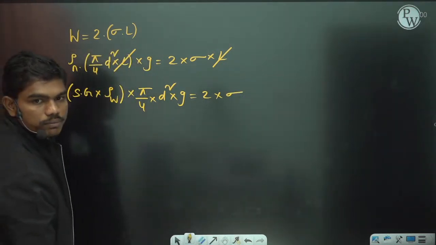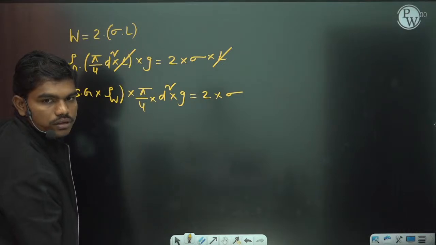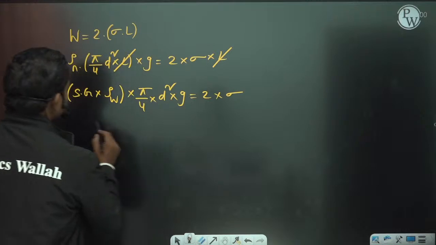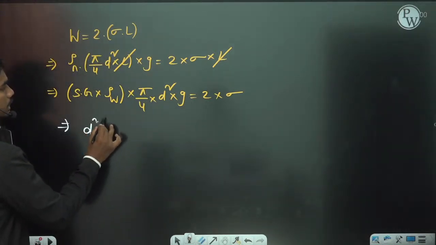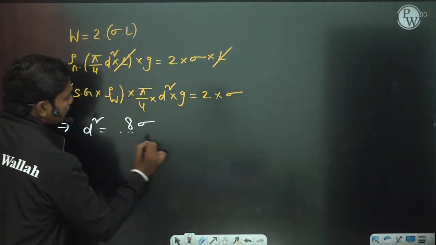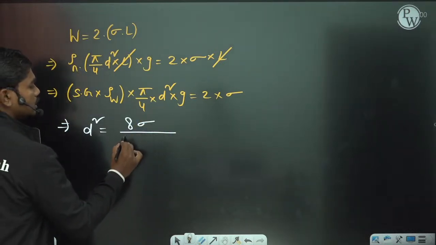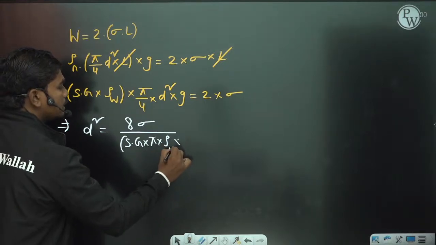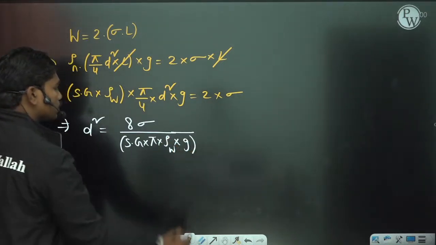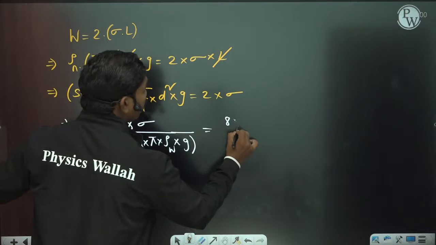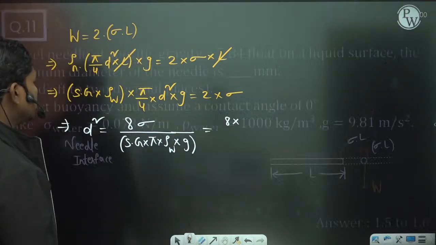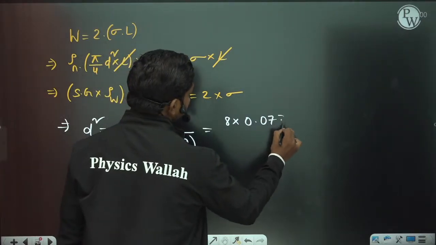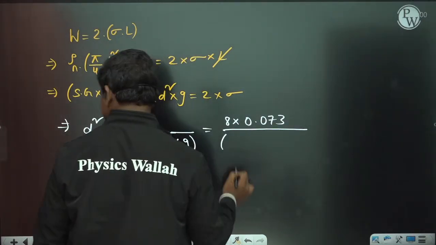Okay, if you simplify this, d square is equal to 8 sigma divided by specific gravity into pi into density of water into gravity. These are the things that you have here. So if you simplify, 8 times the sigma value 0.073, let us substitute directly, no 10 power minus 1 at all this time, divided by specific gravity. Specific gravity is how much?